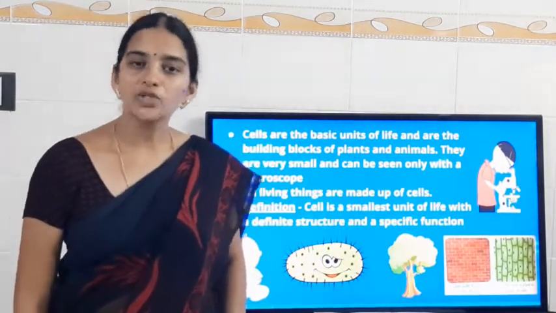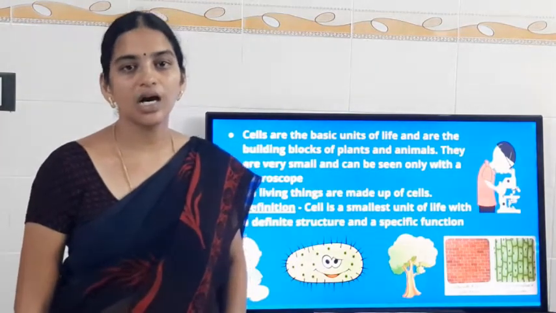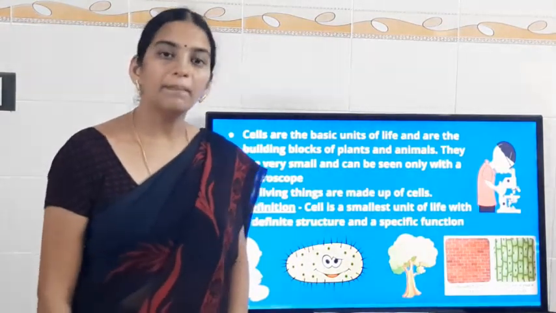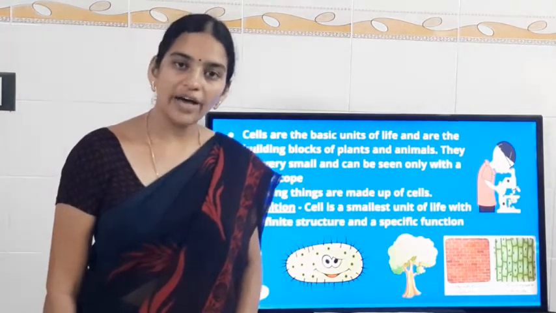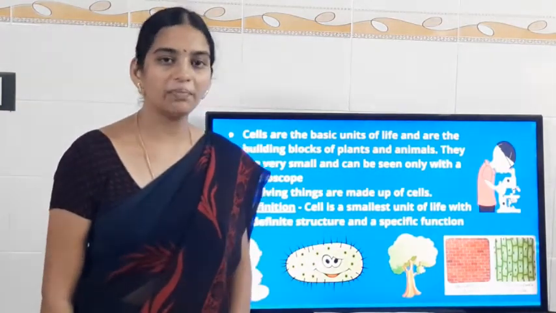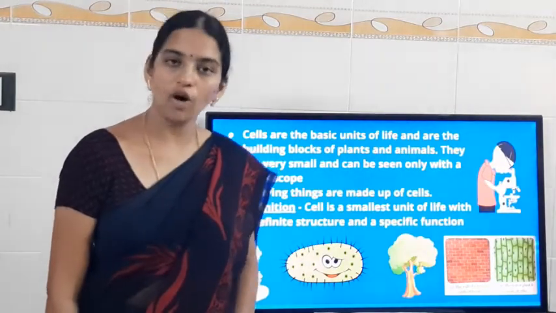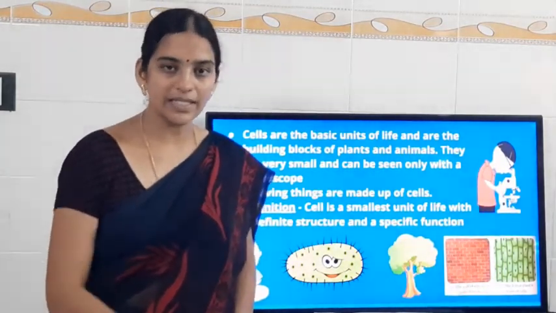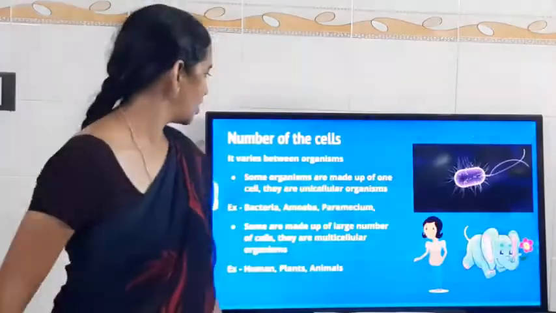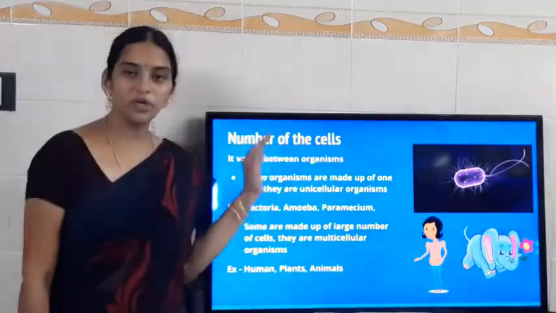function. As all the living organisms are made up of cells, the cells vary in their number, shape and size according to the organism. So next one is number of the cells. Number of the cells varies between organisms.